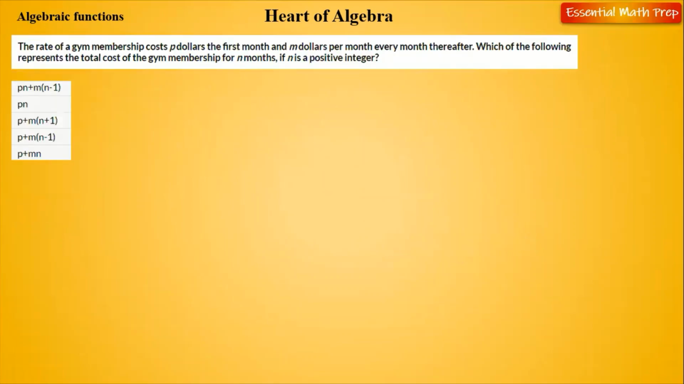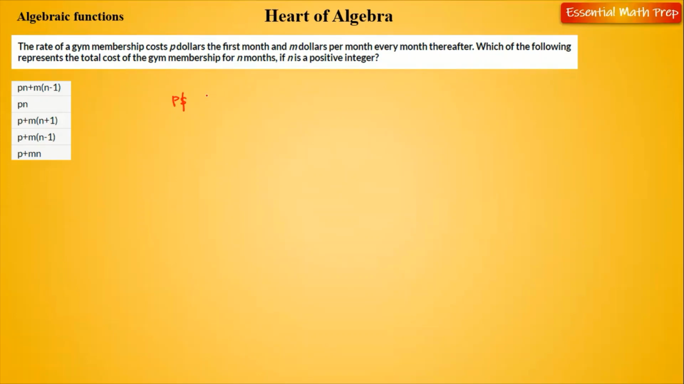The rate of a gym membership costs $P the first month and $M per month every month thereafter. Which of the following represents the total cost of the gym membership for n months if n is an integer? Keep in mind, the rate of the gym membership costs $P for the first month, right? So that means the cost of the membership for the remaining months is different from the cost for the first month, right?